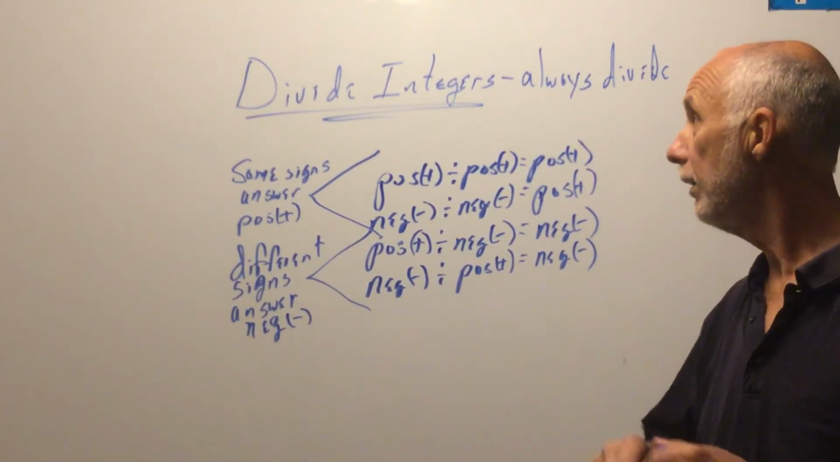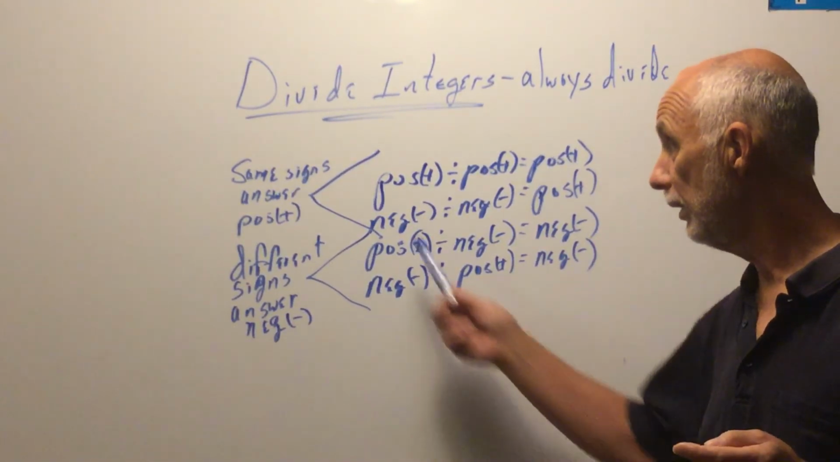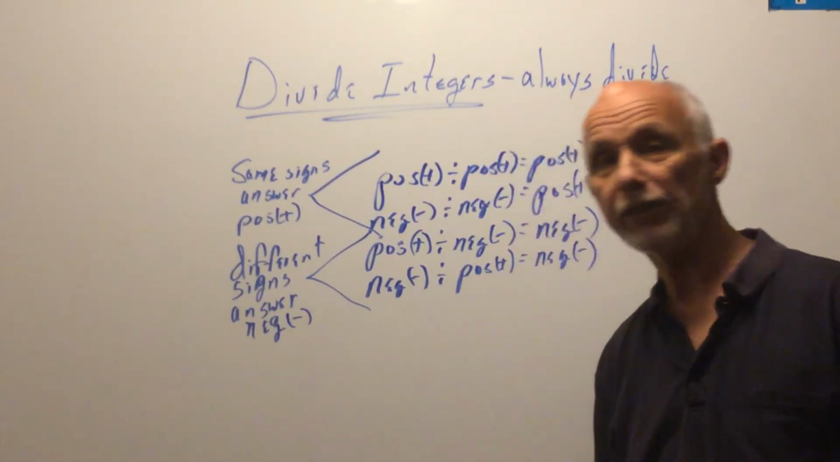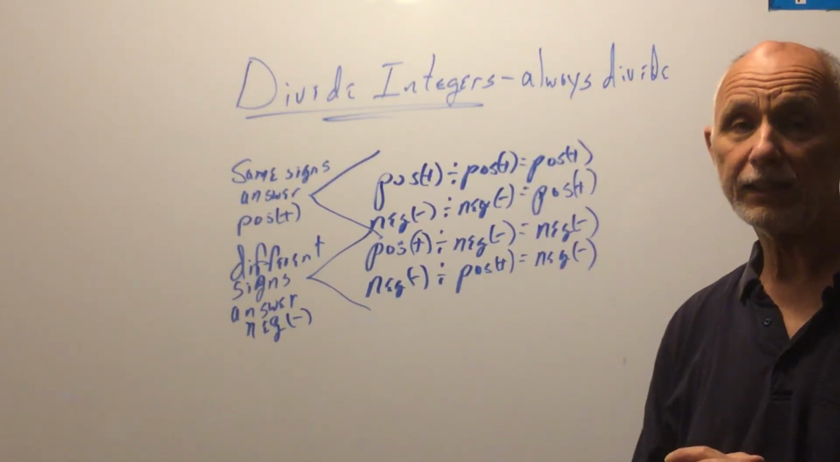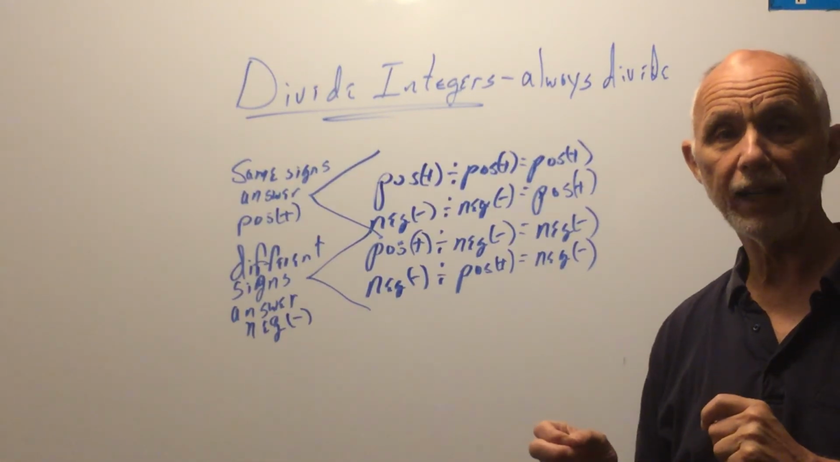And again, division is the same as it always was. The only thing you have to add to it is to have the right sign. So again, I told you this would be a short video, and it is, and it's an easy thing to do. If you knew how to multiply integers, you'll be able to divide integers.